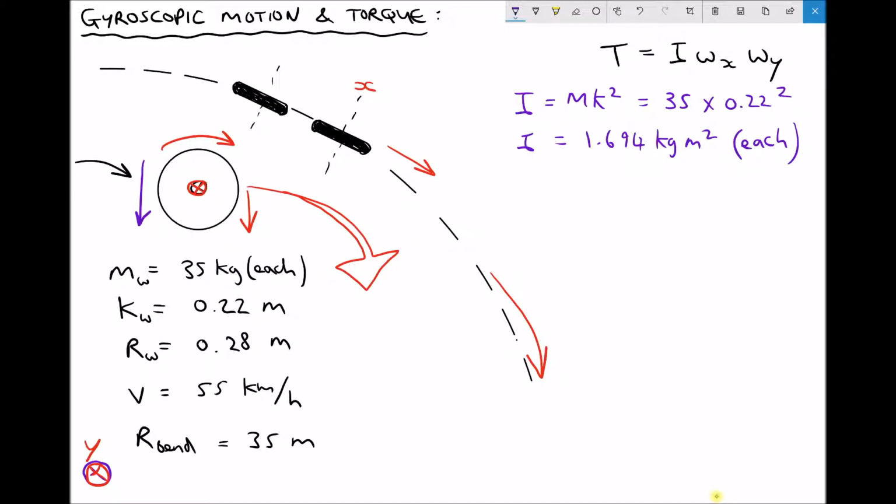Therefore, the total moment of inertia is going to be double. So the total is going to be 3.388 kilogram metre squared, and that's taking both wheels into consideration.